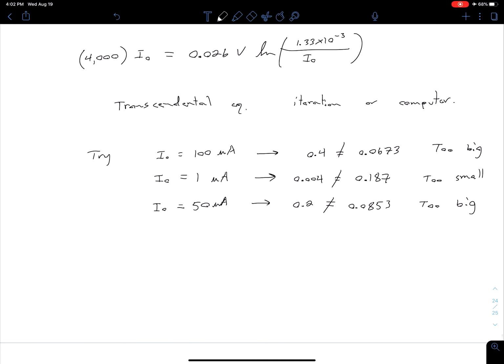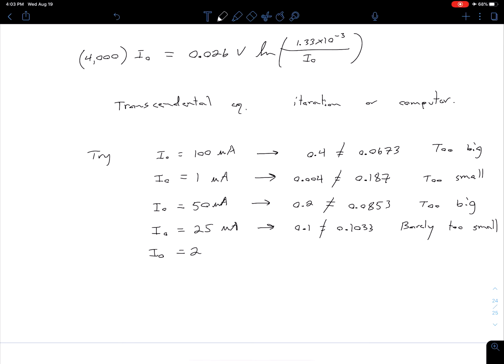So you can kind of see where this process is going. So maybe we split the difference again, and we say, well, let's try I naught equals 25 microamps. And so that's going to give us 0.1 is equal to 0.1033. So that's not quite equal, but you can see now we're getting a lot closer, and maybe in some cases that is close enough if we're just doing 1 or 2 sig figs. But we could say maybe this is barely too small. And so maybe we could increase that a little bit.